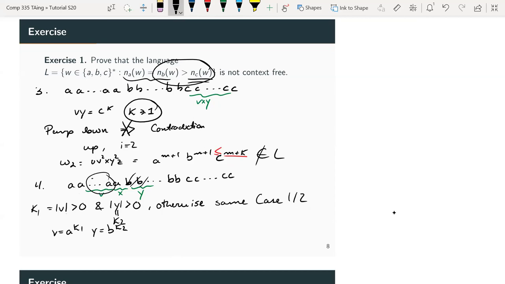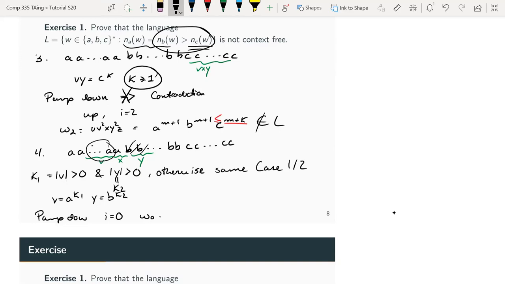Now I can either pump up or pump down. Pumping up is actually not going to lead to a contradiction, so I'm going to have to pump down, using i equals zero. What is i equals zero? Well, it's just W0, which is U, V^0, X, Y^0, Z. So you're going to take the A's in your string W1, and remove from it K1 A's. So you start with M plus one A's, and you remove K1 A's. The same thing for the B's: you remove K2 B's, and the C's, you're going to have M of those.